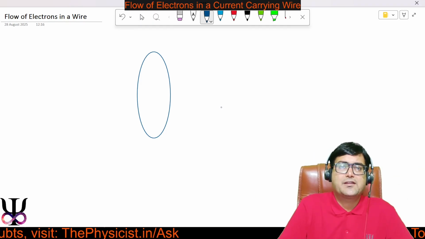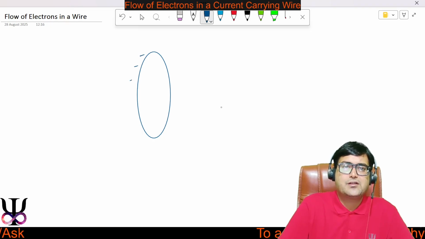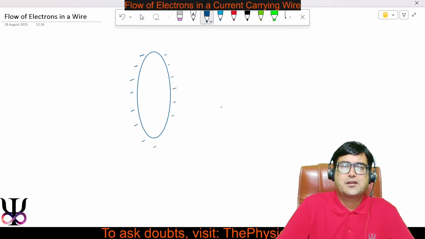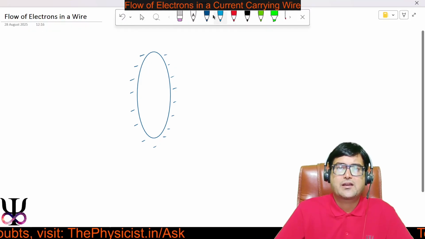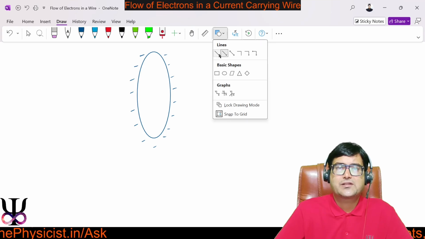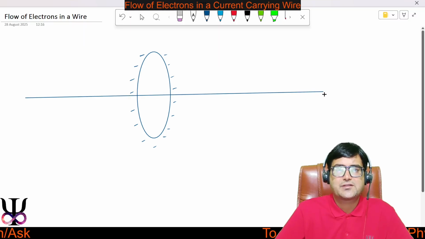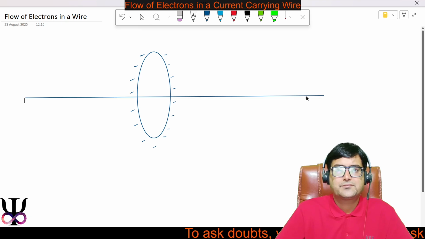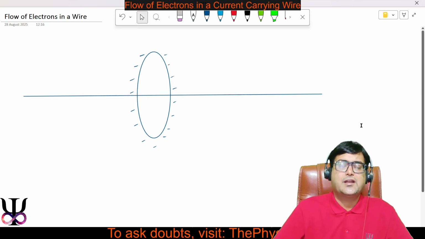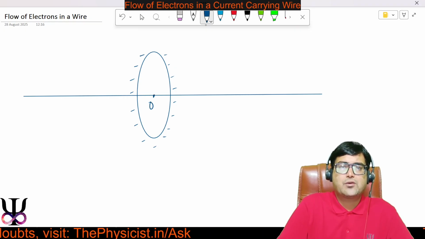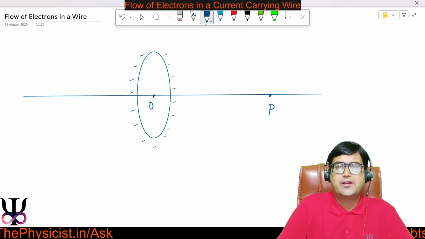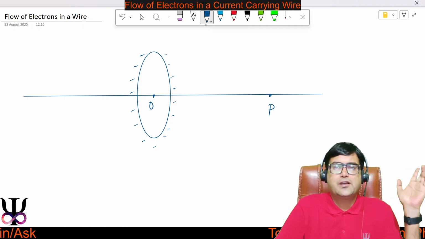So let's take a uniformly charged ring which is negatively charged. It's a ring, and let's see how the electric field looks like along its axis. So let us take the axis like this, right? Now let's suppose the center is at O and we choose a point P on the axis.